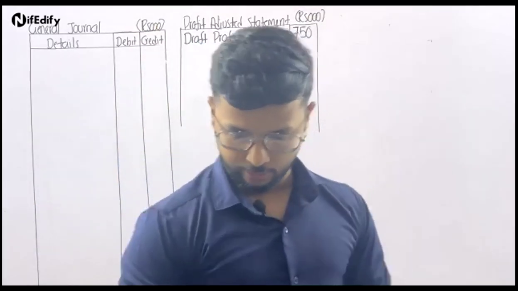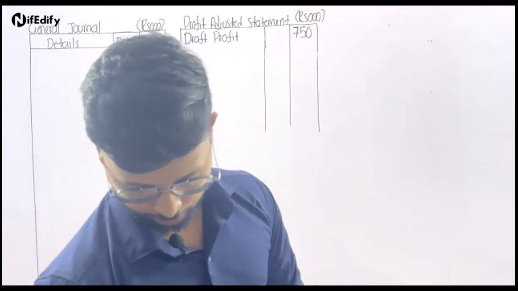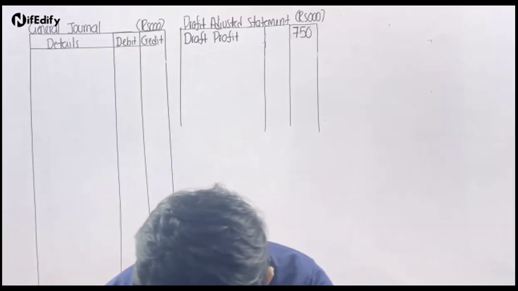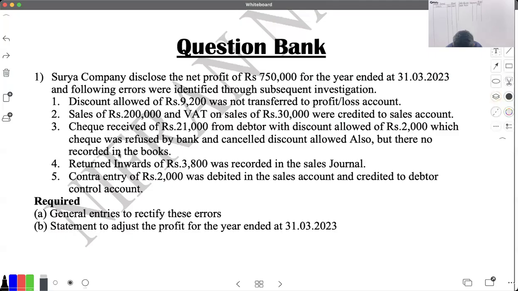What's the first piece of information given? Discount allowed 9,200 was not transferred to profit or loss account. Okay, listen. What do they mean by this? Profit or loss account here.